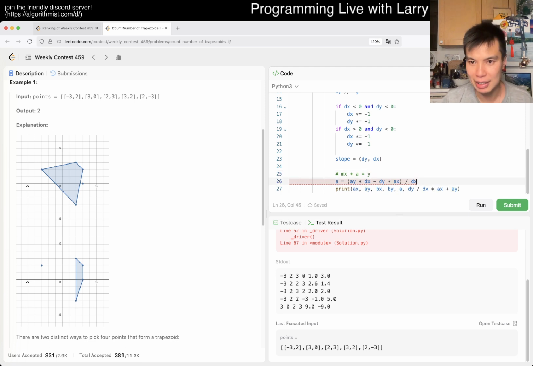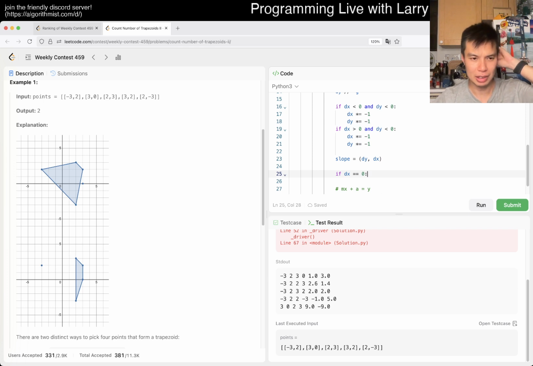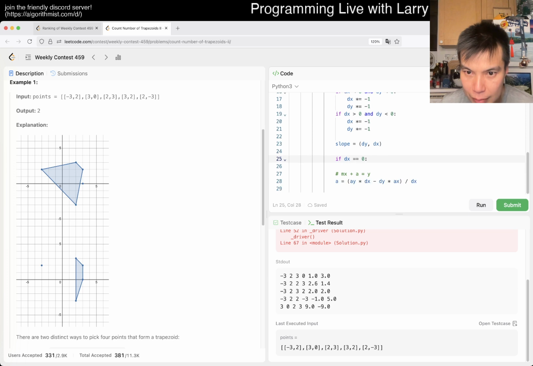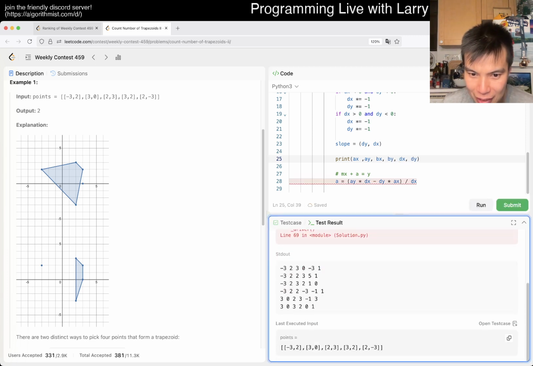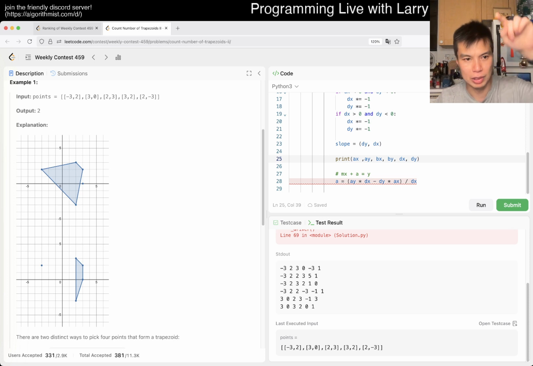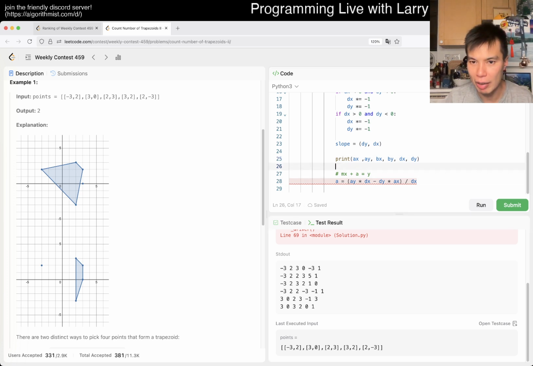Okay. As long as dx is not equal to 0. What if dx is equal to 0? Is it vertical? I can't tell what's vertical and what's horizontal. I'm just bad. Okay, so 3, 0 and 3, 2. So it's vertical. So I think for now I can just skip it.